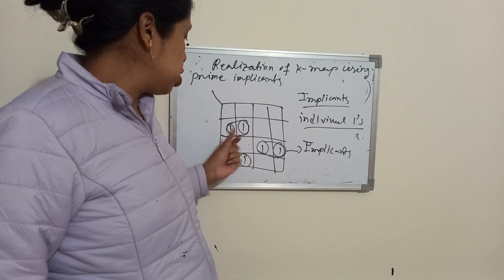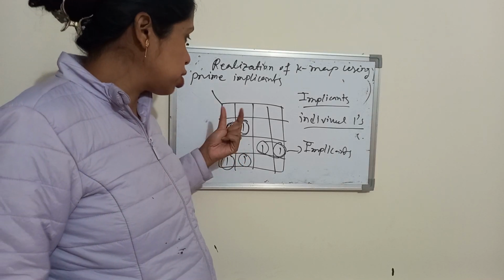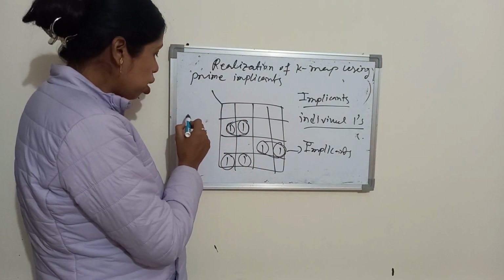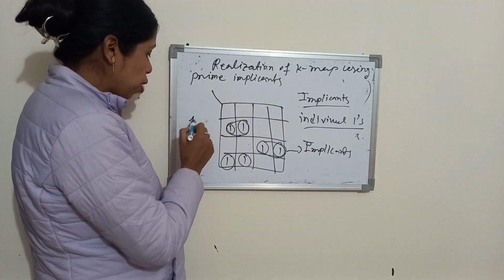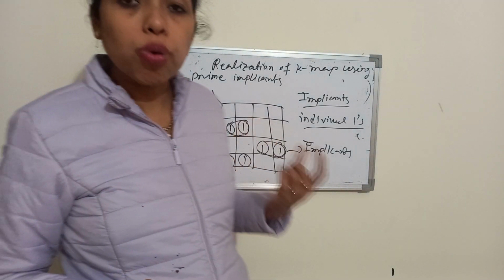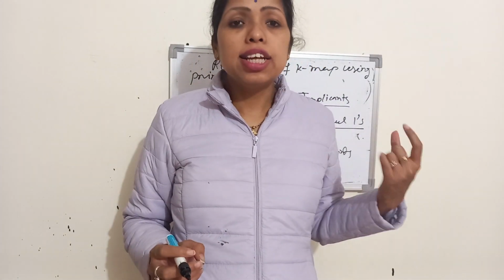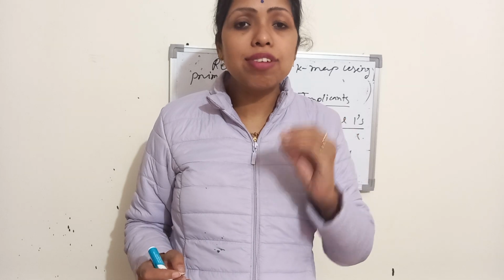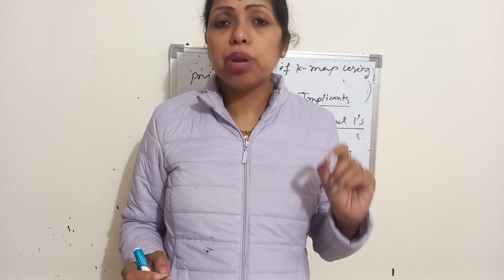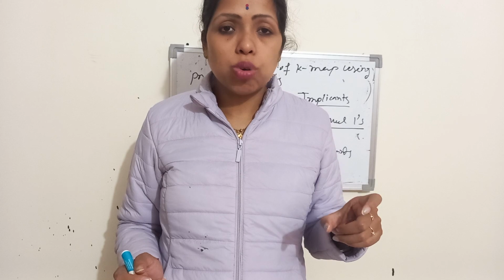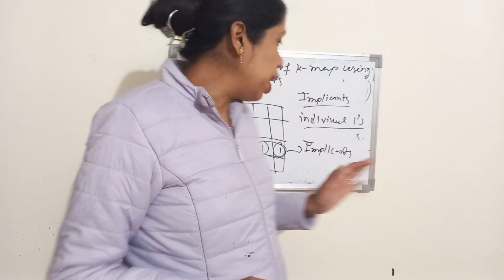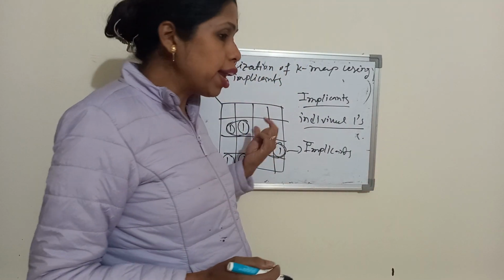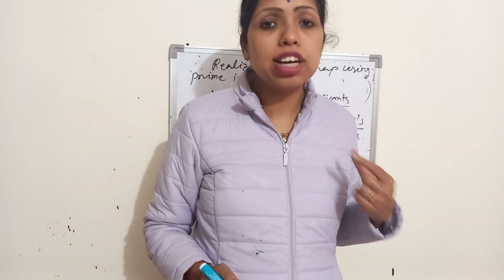Apart from this, if you create a group of one, a group of quad, a group of octal, these are also implicants. Implicant means every individual one and every individual minterm. And if you think about grouping, any kind of group, either pair or quad or octal, can be considered an implicant.